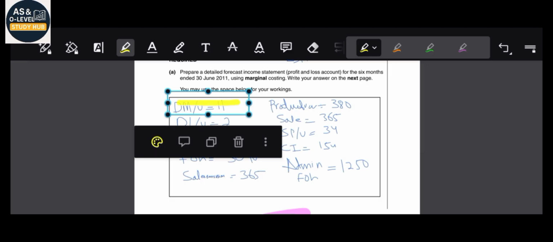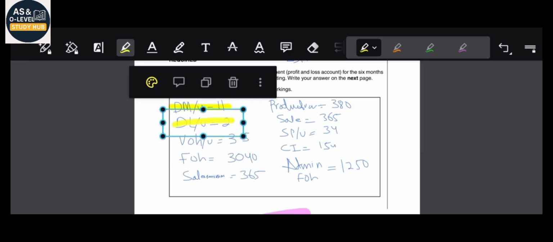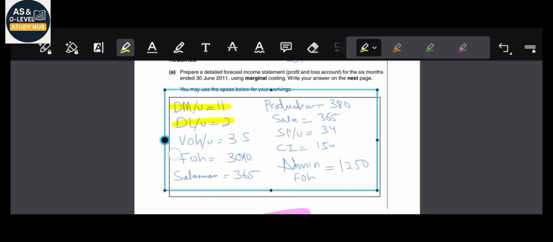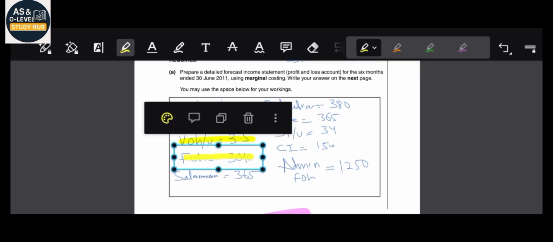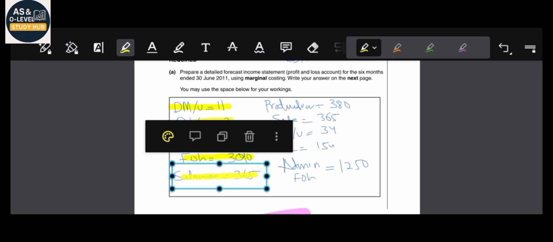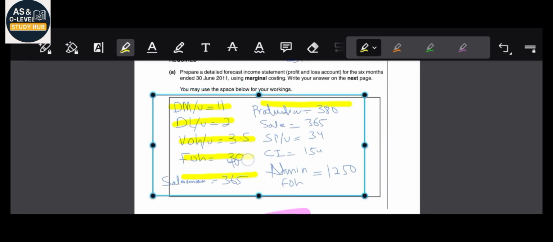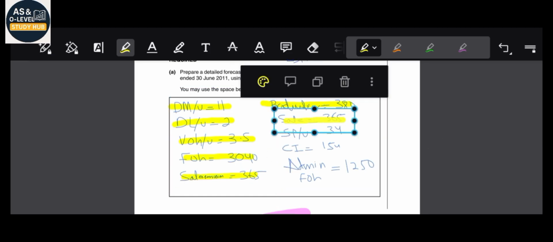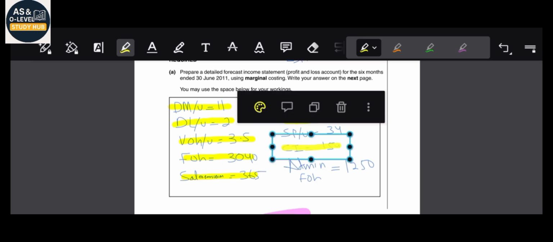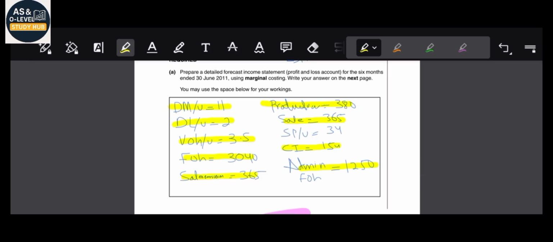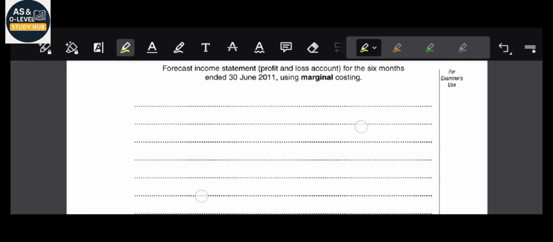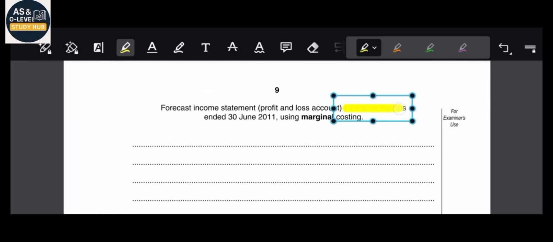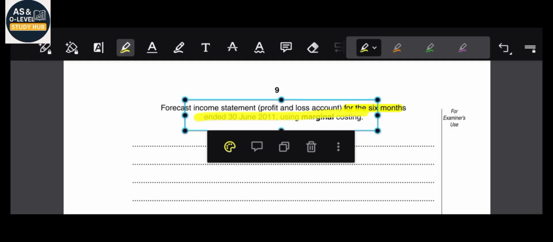Direct material $11, direct labor $2, VOH is 3.5, FOH is 3040, sales commission is 365, production is 380, sales is 365. Closing inventory is 15 units, administration cost is $12.50, and selling price per unit is $34. So now we can easily make the income statement for the 6 months ended 30 June 2011 using marginal costing.